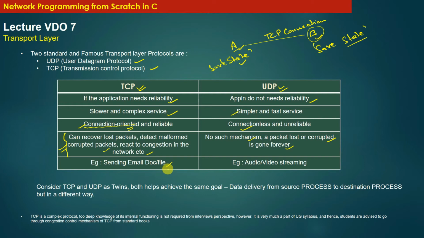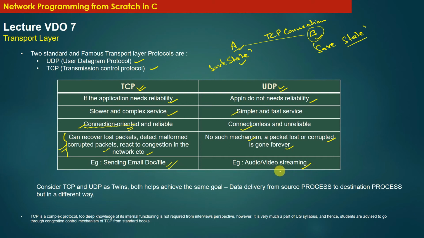For example, if you are sending an email or a document file, and if some bits and bytes or packets of your data are lost, then the machine which is receiving your data will actually have a corrupted document. So this type of data transfer cannot afford any packet loss. That is the reason that TCP should be used in such cases.